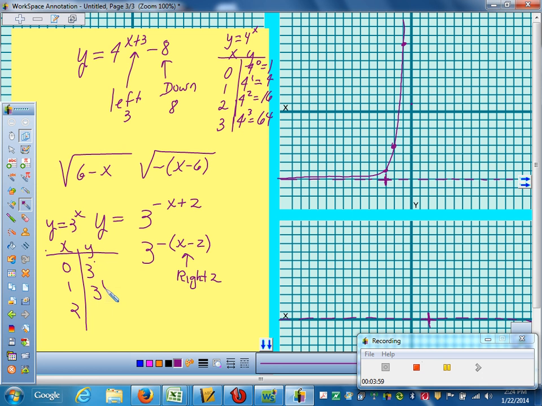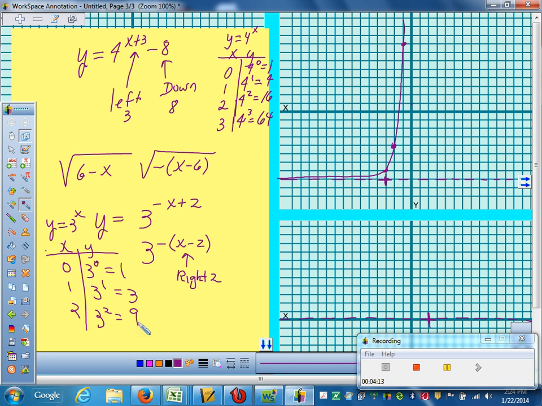So 3 to the first is going to be 3. Oh yeah, that's 3 to 0. Thank you. I didn't finish writing. That would be 1, yes. And 3 to the second power is going to be 9. If I went to 3 cubed, I would have 27. I don't want to count 27 boxes, so I'm not going that high. So I know those are the points I'm going to plot.